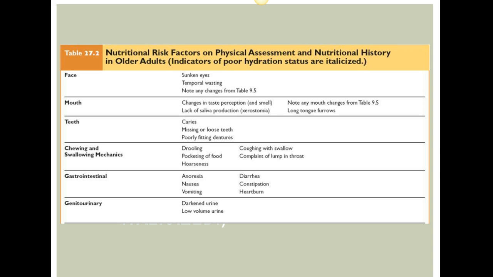Gastrointestinal, assessing for anorexia, nausea, vomiting, diarrhea, constipation, and heartburn, and genitourinary, assessing for darkened urine or low volume urine. With this, what you are looking for is dehydration. Again, monitoring for sunken eyes, dark urine, and dry mucous membranes.